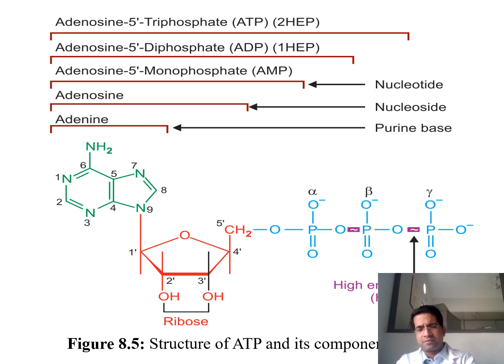See the structure here. Adenine is a nitrogenous base. You add a sugar, it becomes adenosine, which is a nucleoside. And to this, if one phosphate group is added, it becomes a nucleotide. As there is only one phosphate group, it's called adenosine monophosphate. Two phosphate groups, adenosine diphosphate. Three phosphate groups, adenosine triphosphate. We all know ATP, or adenosine triphosphate. It is the energy currency of the cell, and it is one of the most important nucleotides.